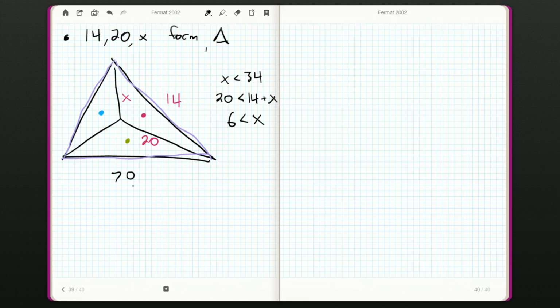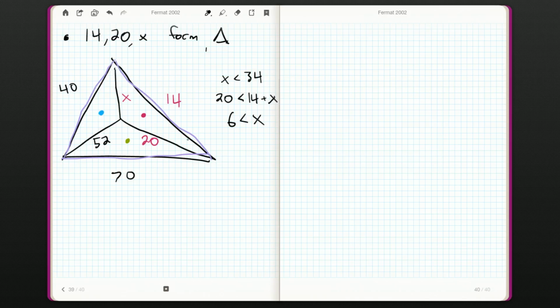70 is clearly the longest length, because x is already spoken for, so the other lengths are 52 and 40, much less than 70. So this length plus 20 has got to be greater than 70. This will have to be 52. If it were 40, 40 plus 20 is 60. That's less than 70. This wouldn't form a triangle. Okay? So that means this one has to be 40.